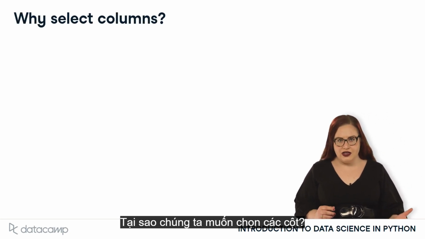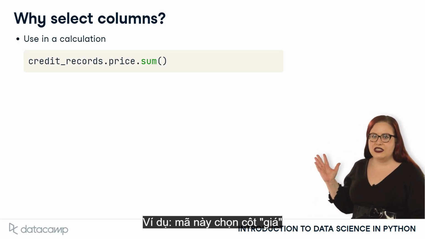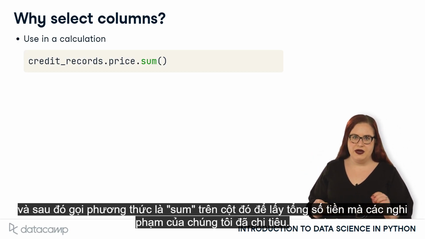Why do we want to select columns? We might use them in a calculation. For example, this code selects the column price and then calls the method sum on that column to get the total amount of money spent by our suspects.